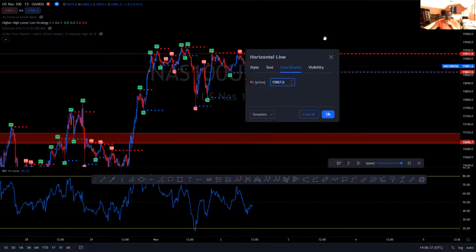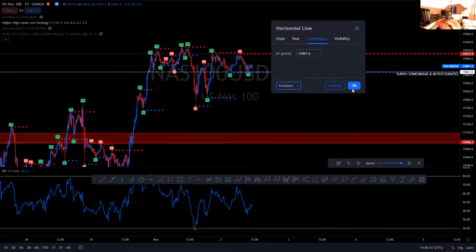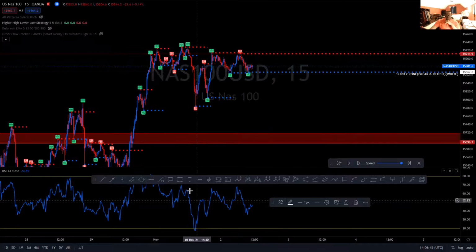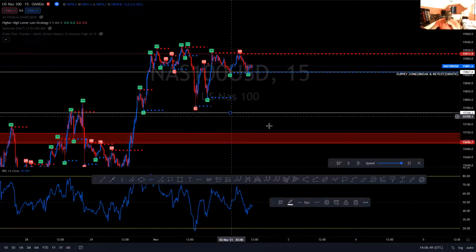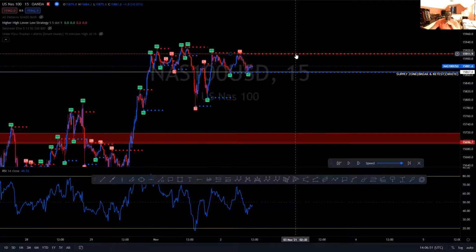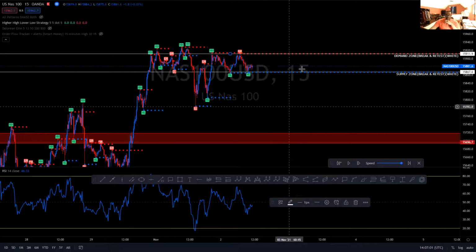And I have them labeled to where this is going to be a supply and demand zone. And here's the reason why I do that. Because when you're in a ranging market, you don't want to trade it. You want to wait to see a breakout, an official breakout. And then that's how you actually get the best trade. So that's what you want to do.